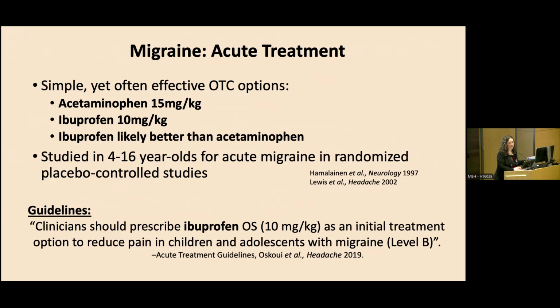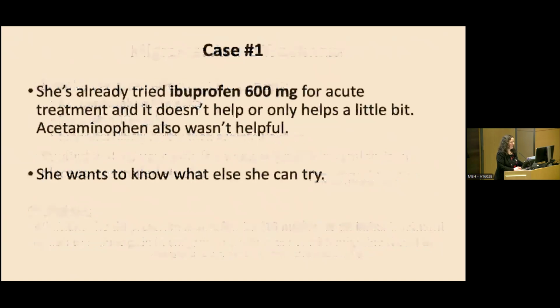And they say first line treatment is ibuprofen 10 mg per kg. Great. But she's already tried that. And most of the time, if a patient is bothering to have made an appointment and come and talk to you about headache, they've already tried those sort of things. So she's already tried that. It's at an appropriate dose for her weight, which is 61 kilos. And it doesn't really help her, or it just helps a little. And same deal with the acetaminophen. And she's really looking for something else.